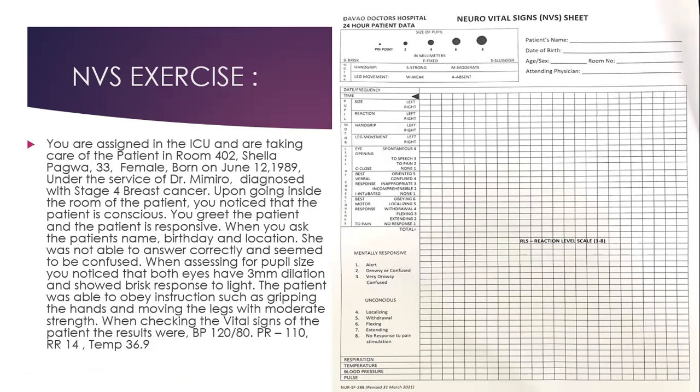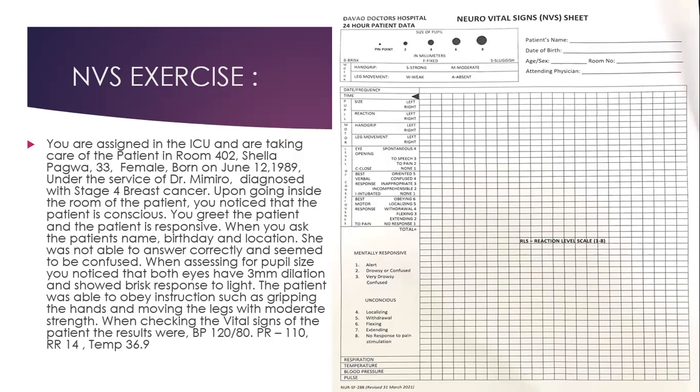You're in the ICU and you're taking care of a patient in room 402, Sheila Pagwa, 33 years old female, born on June 12, 1989, under service of Dr. Mimero, diagnosed with stage 4 breast cancer. Upon going inside the room of the patient, you notice that the patient is conscious. You greet the patient and the patient is responsive. When you ask the patient's name, birthday, and location, she was not able to answer correctly and seemed to be confused. When assessing the pupil size, you notice that both eyes have 3 millimeter dilation and showed brisk response to light. The patient was able to obey instructions such as gripping the hands and moving the legs with moderate strength.